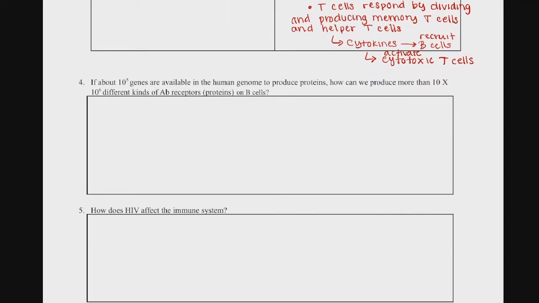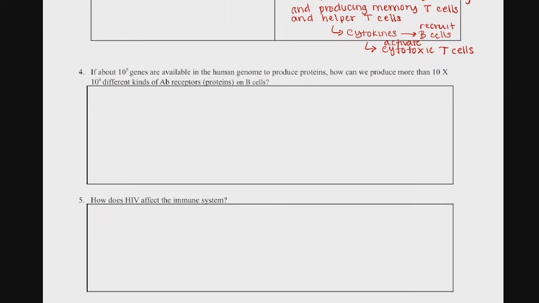So, if about 10 to the 5 genes are available in the human genome to produce proteins, how can we produce 10 to the 6 different kinds of antibody receptors on B cells?